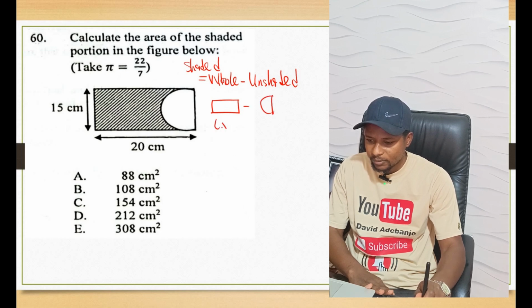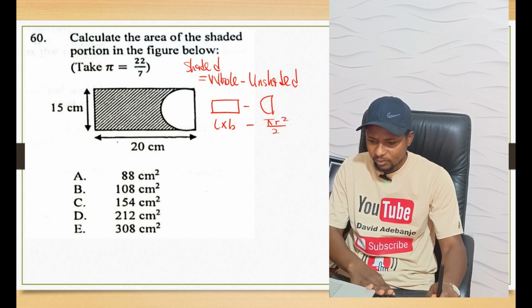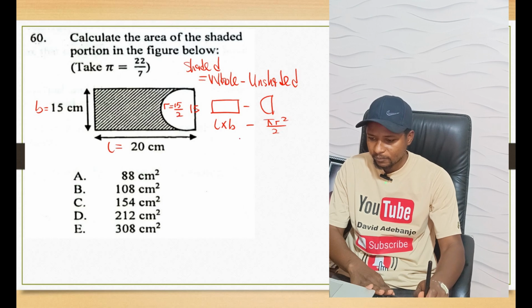The area of the whole shape is length times breadth. That of the unshaded is a semicircle, which is pi r squared over 2. That's the area of the circle divided by 2. Now we have our length to be 20. We have our breadth to be 15. The challenge with students is they find it difficult to know their radius. This is diameter. Opposite sides of a rectangle are equal, so this is 15, which is your diameter. So radius will be half of it, 15 divided by 2.